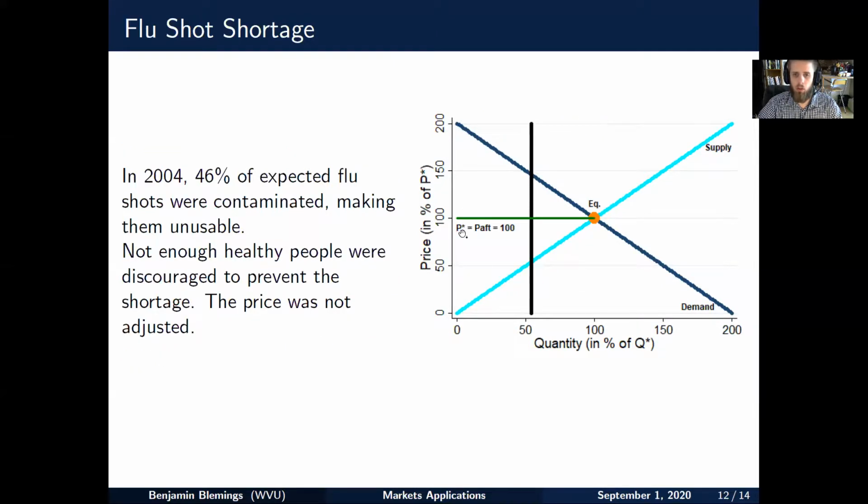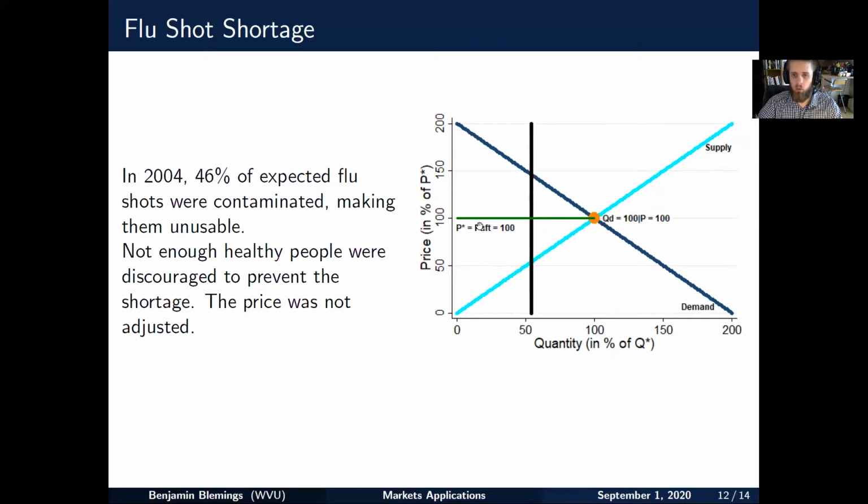And so P star, what it would have been before the shock to the flu shot supply, which took us from equilibrium supply to 54% of equilibrium supply, this P star hasn't adjusted at all. It's been forced to stay at this by the government, and because healthcare markets don't have the most fluid prices, P star equals the price after contamination, the same 100.